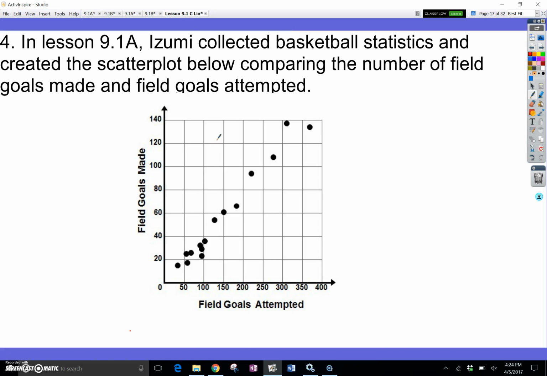Alright, so we're on number 4 now, and we're going to go back to field goal attempts and field goals made. So remember, if we're not into basketball, these are basically shots taken, and field goals made is basically just shots made. And it says, in lesson 9.1, Zumi collected basketball statistics and created a scatter plot below comparing the number of field goals made and field goals attempted.